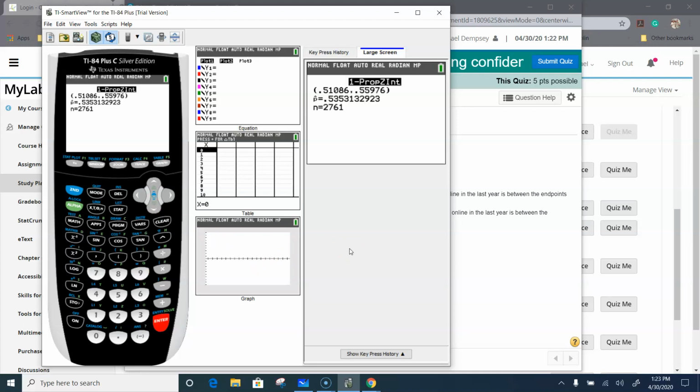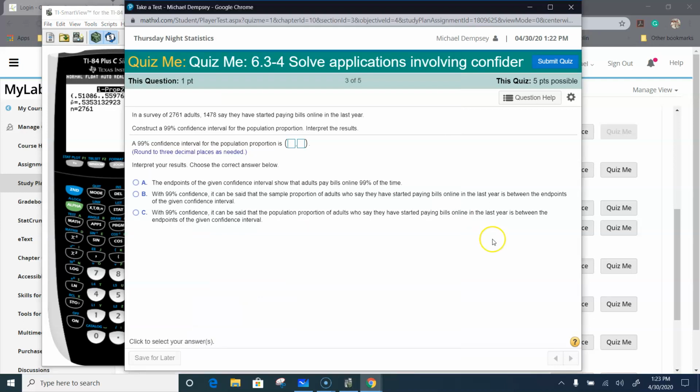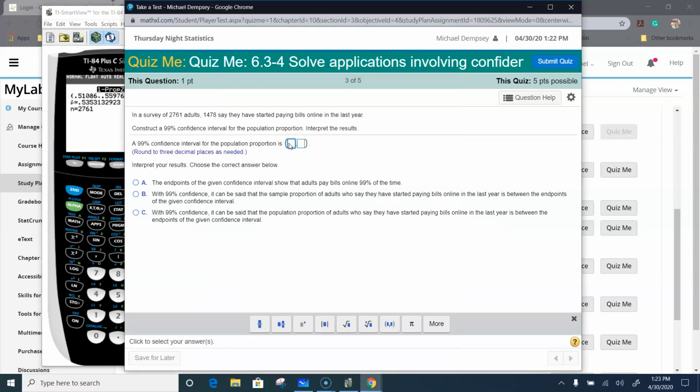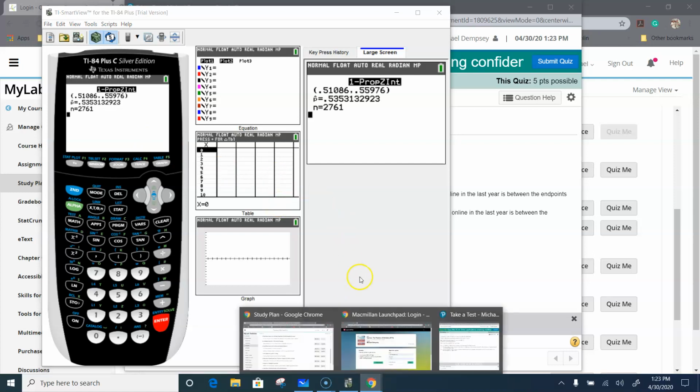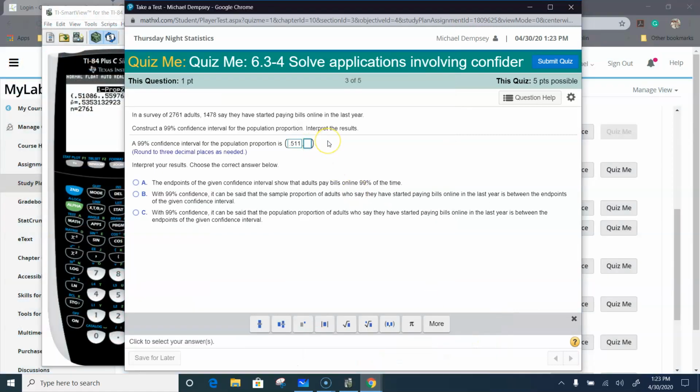So 0.5109. And I just read that the last second. It's 3 decimal places, so that'll be 0.511. And 0.55. So the 9's going to go up, so that would just be 0.56. 0.560.